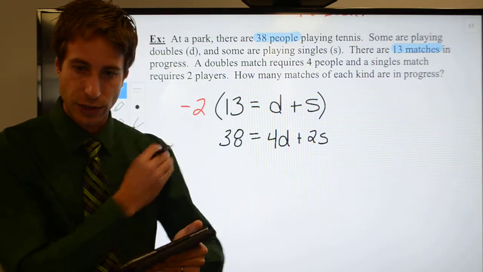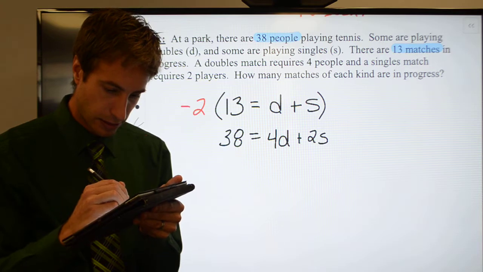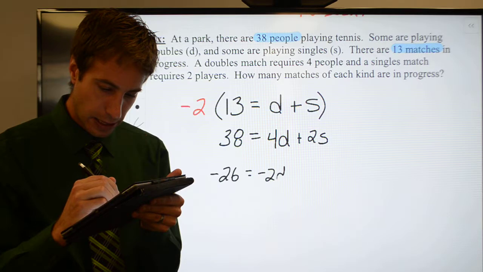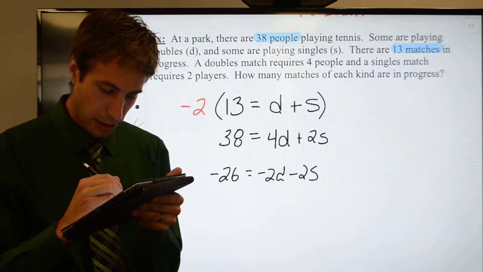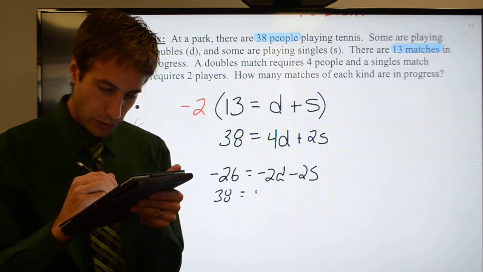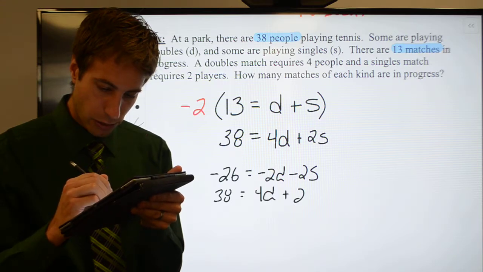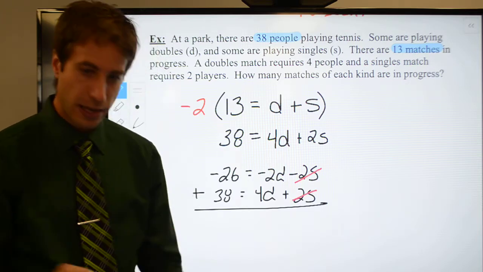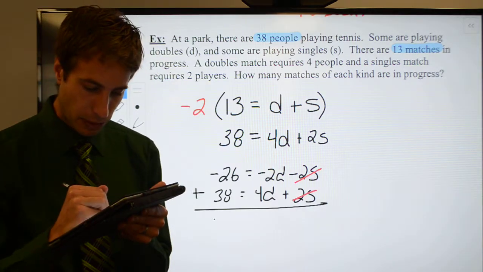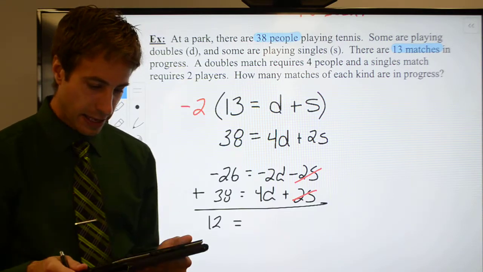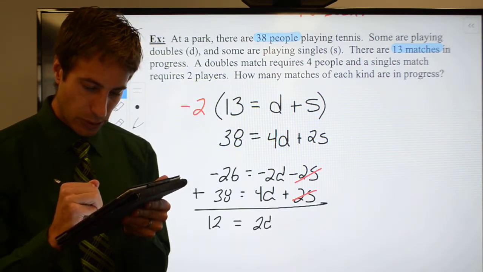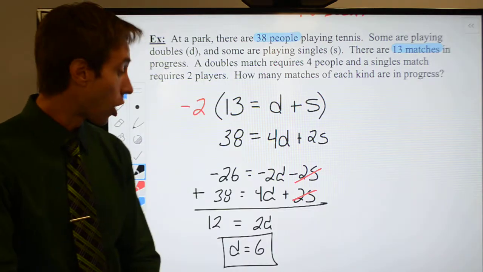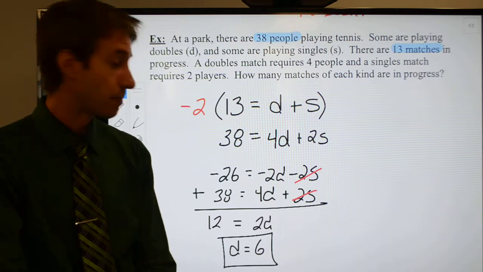13 times a negative 2 is going to be a minus 26 equals a negative 2d minus 2s. 38 equals 4d plus 2s. Add them up. S's drop out. Negative 26 plus 38 is going to be 12. And the negative 2, that leaves me with 2d, which means d is going to be equal to 6. There are 6 doubles matches currently being played.